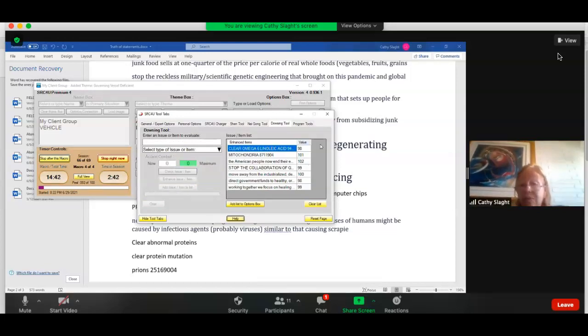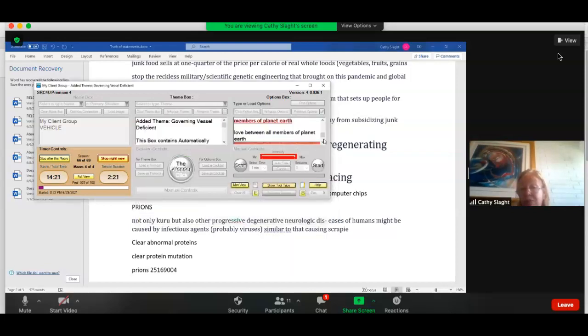So we've got the omega information, mitochondria, obviously, we'd like to have stress managed. The American people now send their love, stop the collaboration, move away from the industrial. I can't read all of it. Let's just add it and go in here. And what I was doing was playing with this to get a little higher resonance on the cocktail, and these are the things that did it.